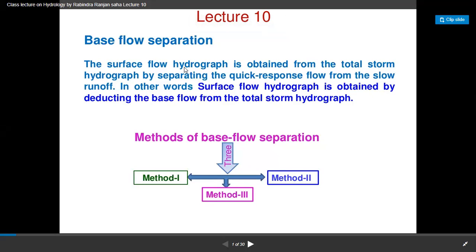The surface flow hydrograph is obtained from the total storm hydrograph by separating the quick response flow from the slow runoff. In other words, the surface flow hydrograph is obtained by deducting the base flow from the total storm hydrograph. There are three methods of base flow separation: method 1, method 2, and method 3. From method 1 and method 2, we can derive method 3.